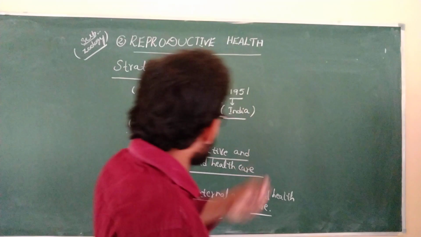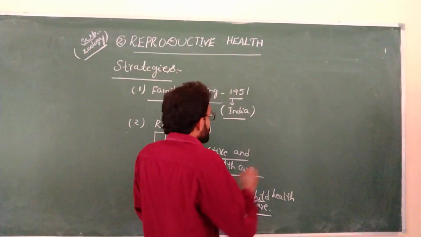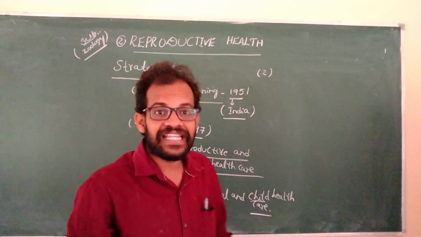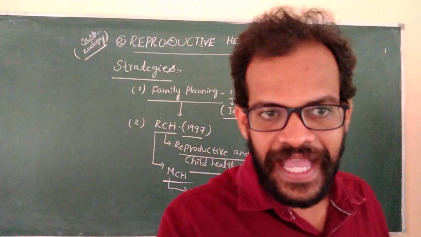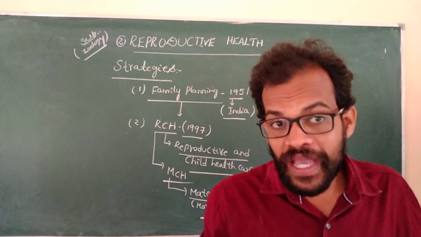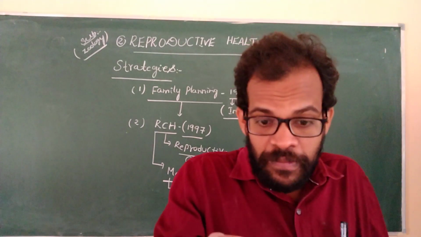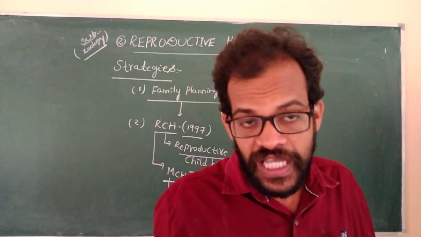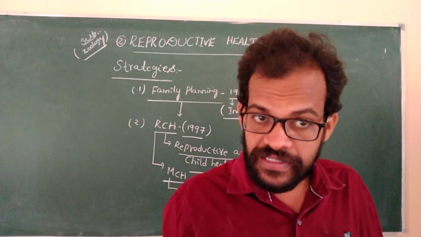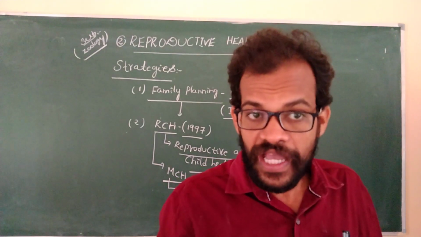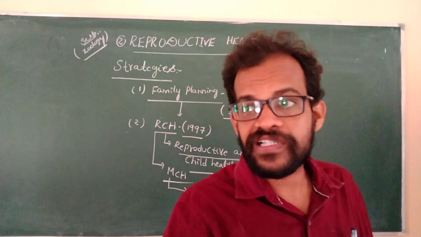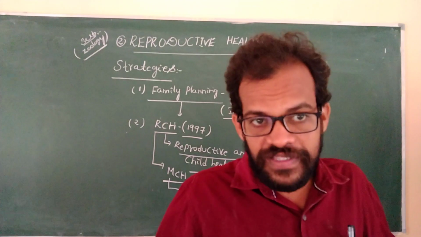Coming to the second strategy. What is the second strategy? Awareness about reproductive problems. For example, day by day the population increases. Once the population increases, food facilities decrease, space decreases, air and water facilities also decrease, because they are not enough for the population.